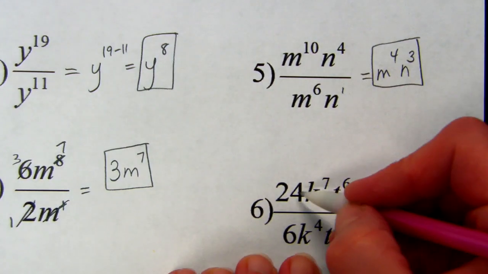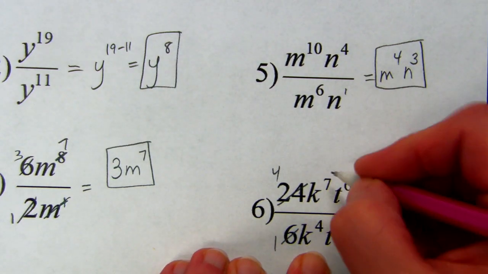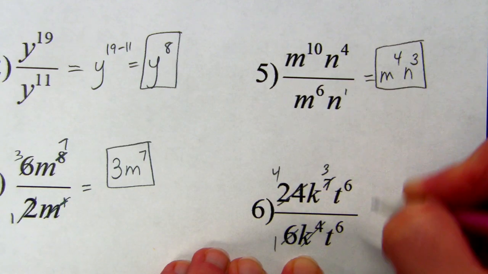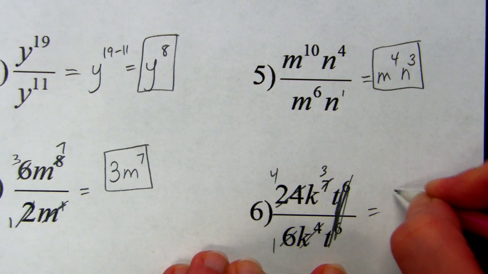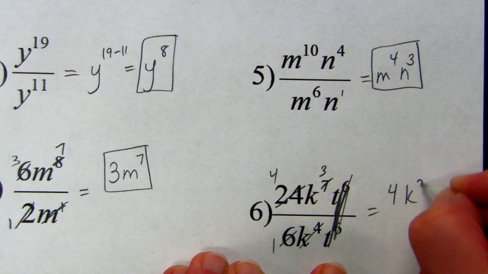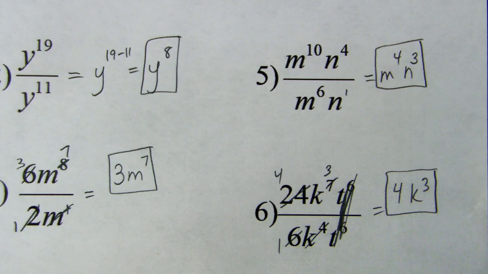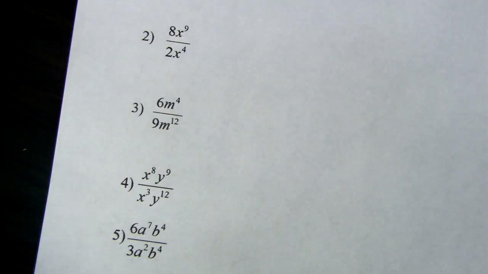And then down here, 24 over 6 reduces to 4 over 1. And then the k to the fourth would cancel 4 of these and make that 3. And the t to the 6's are just going to go away. So I'm going to be left with 4k to the third on the top, nothing left on the bottom. Now, if we skip over to the other page, I'm going to do just a few of these.